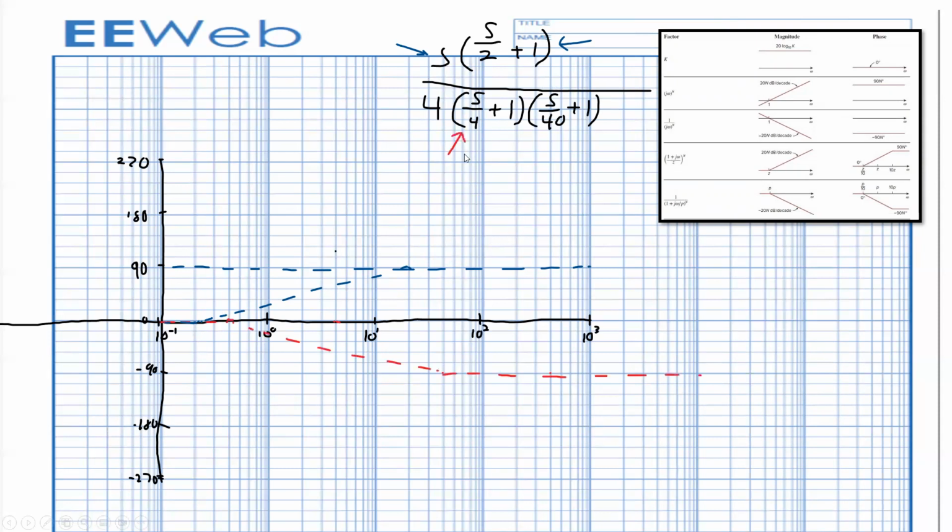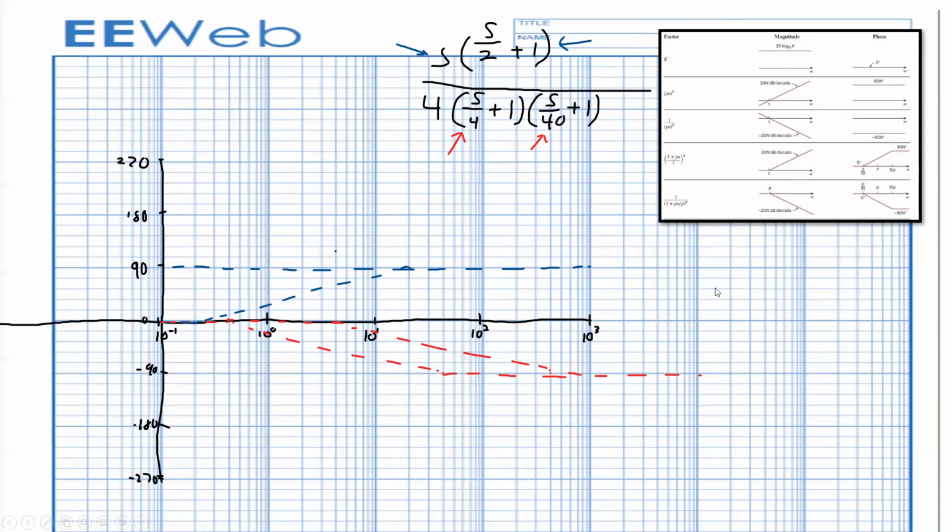And from there, we have our negative S term, which will contribute negative 20 degrees, starting at its z value of 4, and moving on to the value of 40. And similarly, the other one, we have s over 40, so it starts at a value of 4, and it has negative 90 degrees until a value of 400.